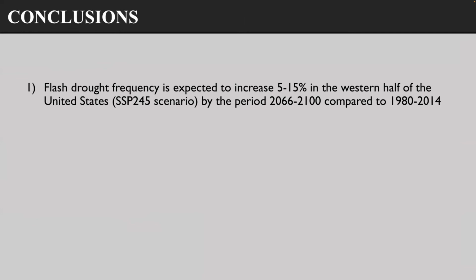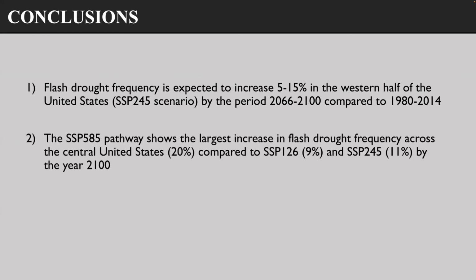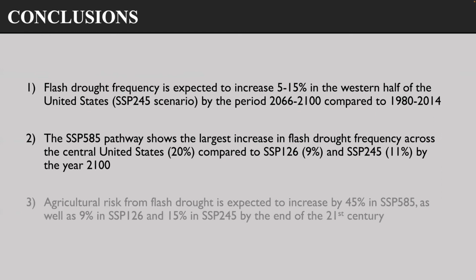So just some conclusions from the study. First of all, flash drought frequency is expected to increase between 5 to 15%, with a specific focus over the western half of the US. That was given by the medium scenario, but all of these increases were seen in all three scenarios. Particularly, the SSP 585 shows the largest increase in flash drought frequency. And when we look specifically just at the US, we saw a 20% increase in the flash drought occurrence compared to a 9% and 11% in the SSP 126 and 245 respectively by the end of the 21st century.